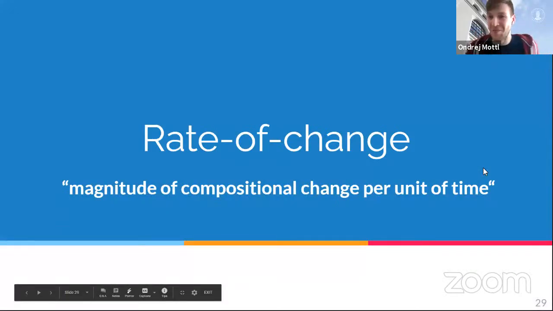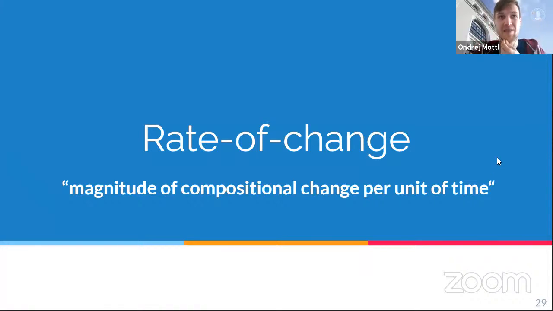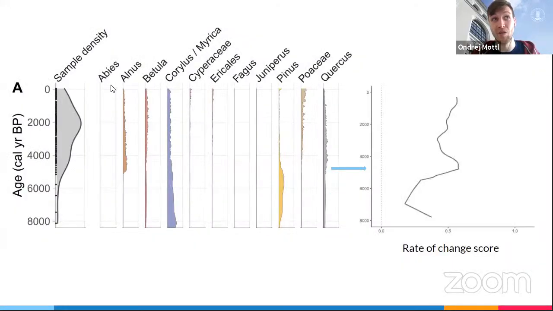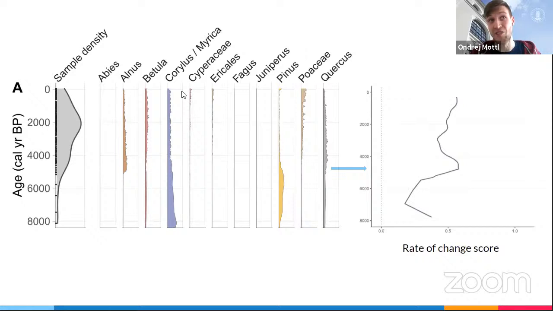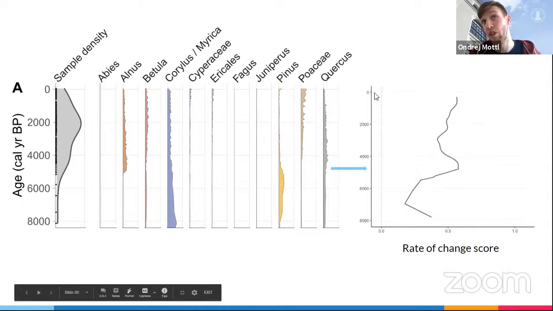Okay, so this was a little bit of background information about how paleo works. And now to the rate of change, right? Rate of change is the magnitude of compositional change per unit of time, right? So what we want to do is gather this multivariate information about the species and produce one single line which will tell us what was the rate of change of this community or assemblage in this particular location in time, right? And this will show us how quickly or slowly the community was changing, right? This is the rate of change score in time.